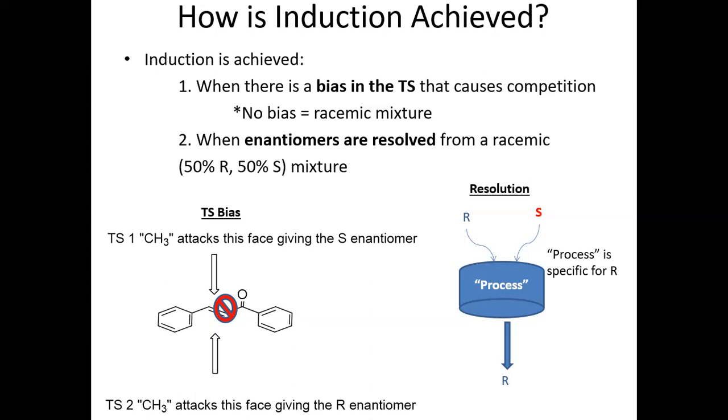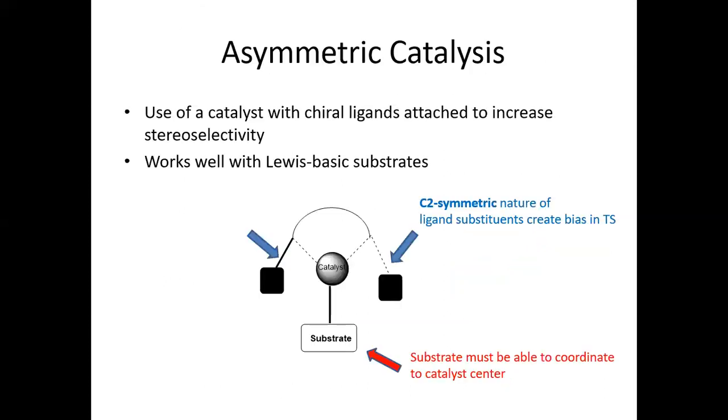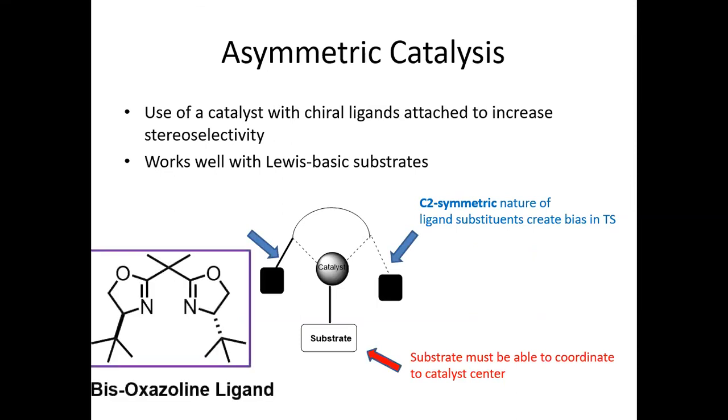So you can start with a racemic mixture and resolve that enantiomer from that mixture and enrich the product in one stereoisomer, whereas the other one just kind of gets left behind. So one of the main ways to induce chirality and create bias in the transition state is to use a catalyst, a chiral catalyst, right?